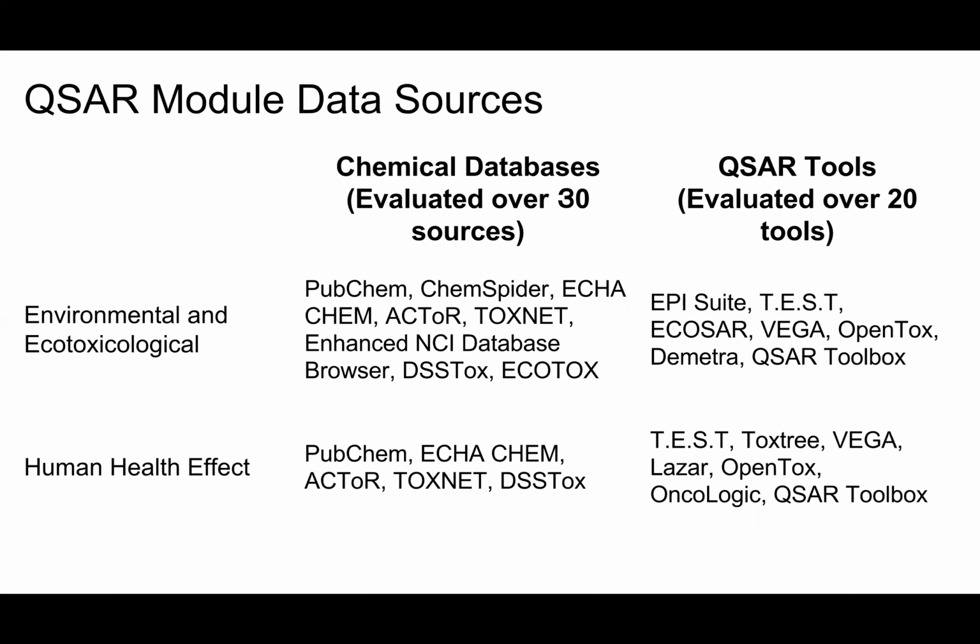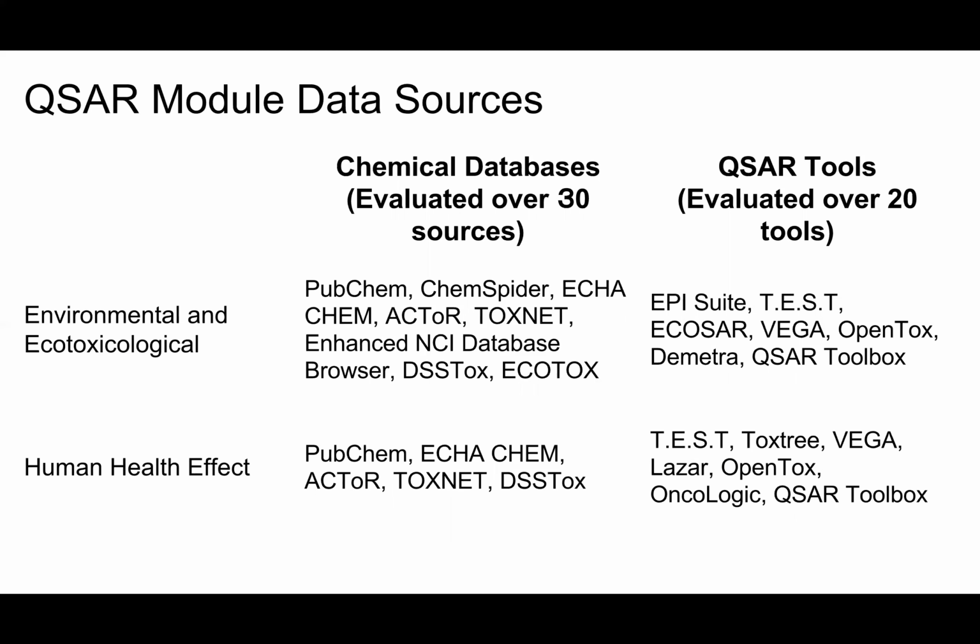This table shows the chemical databases and the QSAR models we have evaluated and collected. The first column shows the major 30 data sources we have collected up to now. Those are environmental and ecotoxicological databases and human health and effect databases. The major ones are the famous ones like PubChem, ChemSpider, Actor, and Ecotox.